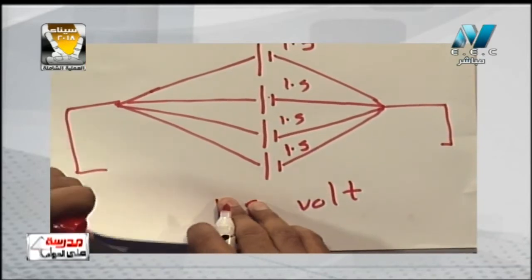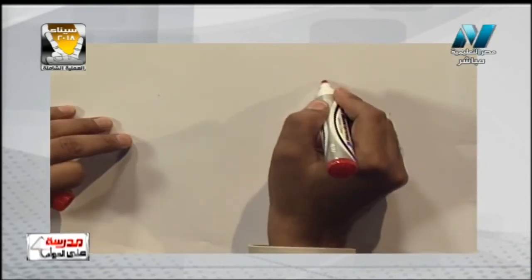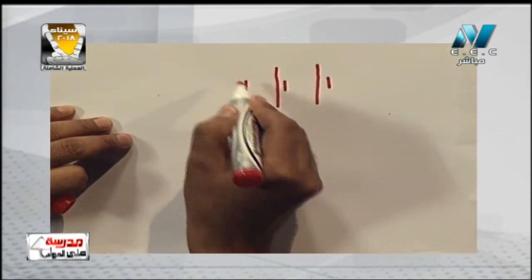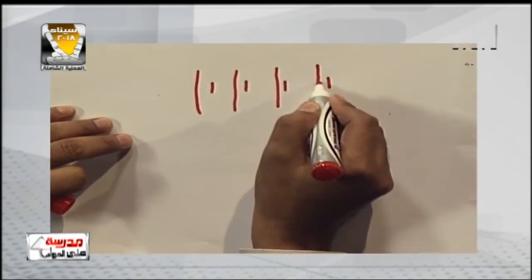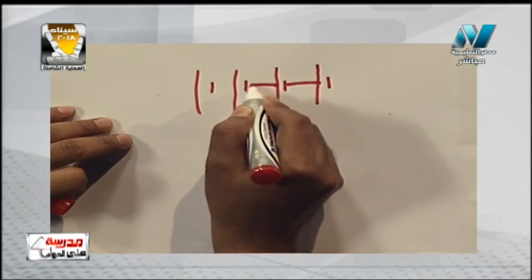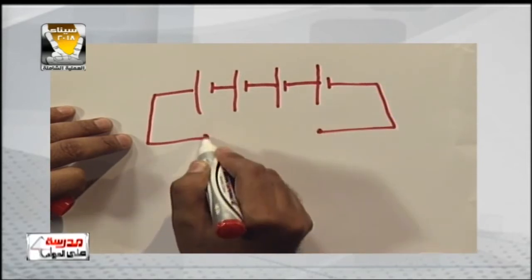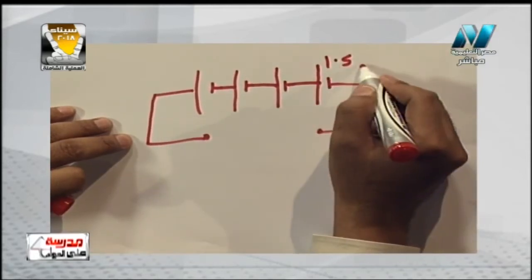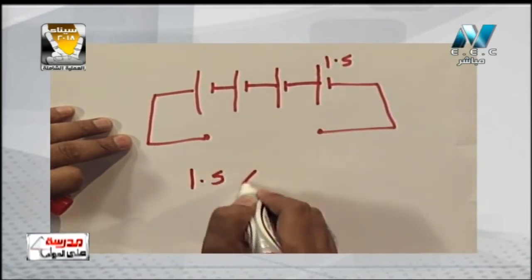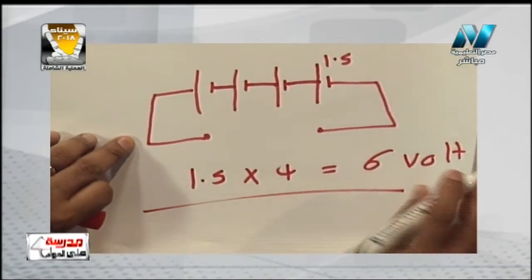And when I want to draw it in series, I must write like that: negative, positive, negative, positive, negative, positive, negative, positive. And I must connect the positive of the first to the negative of the second, the positive of the second with the negative of the third, and so on. Each positive pole is connected with the next negative pole. So if each one is 1.5, the EMF for the whole battery will be 1.5 times 4, it will be 6 volt.